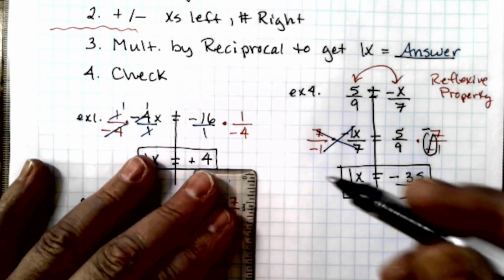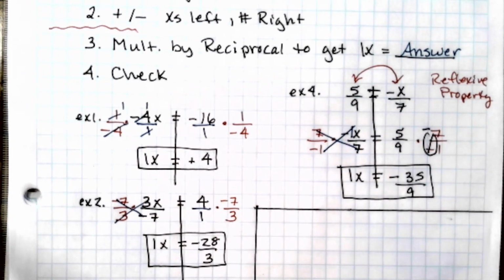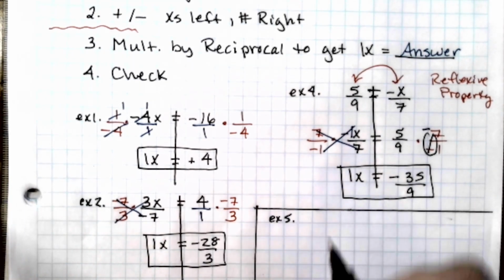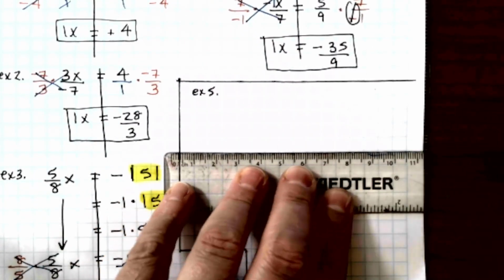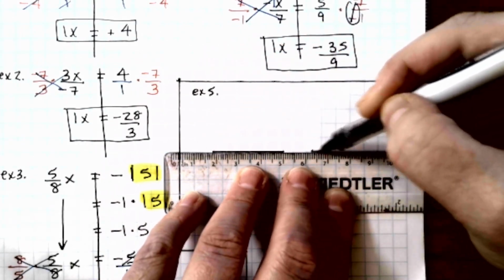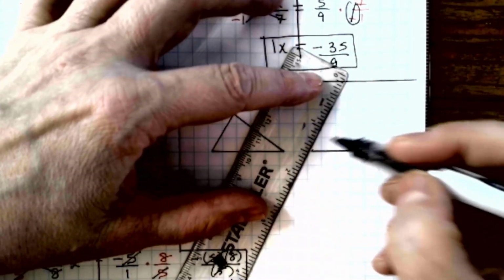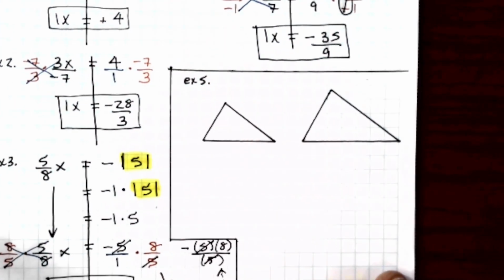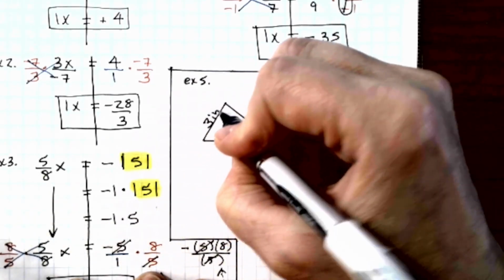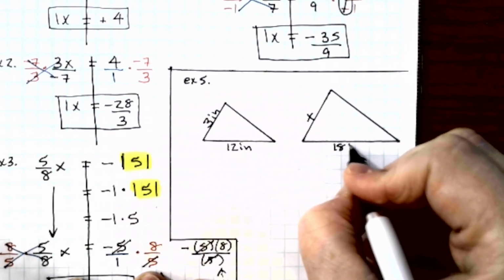All right, the last thing I'm going to show you is a question that uses some vocabulary you might not have learned. So I'm going to box this one out to keep things tidy. This is example 5. What I want you to do is draw two triangles that have the same shape, but one of them is bigger. So one small, one big. I don't care what kind of triangles they are, but they should look the same, except one of them is bigger. When you've drawn your triangles, put your labels on it. 3 inches, 12 inches, x, and 18 inches.